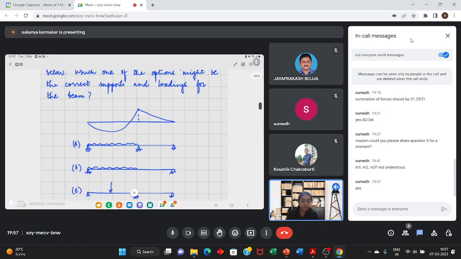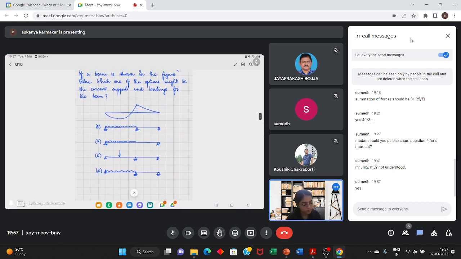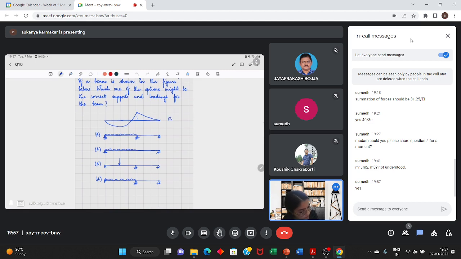Finally, the last question here, a very simple question, but a fundamental question. Here again, the bending moment diagram is given, and I want you to select the option which is the correct beam with the loading as well as the supports. So, this is the bending moment diagram. So, which one is the correct answer?